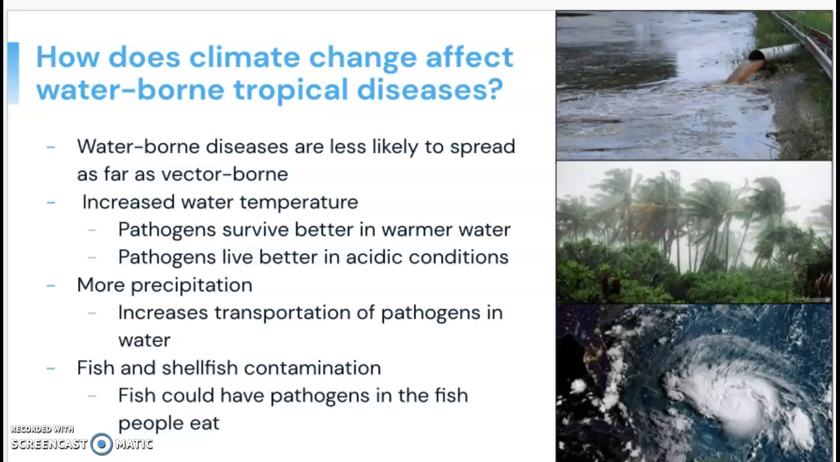Another thing that occurs with climate change is more precipitation, and this will lead to more floods and rivers, causing increased transportation of these pathogens to new places around the globe. And pathogens are also spread through fish and shellfish that are contaminated. So the more pathogens in the water, the more fish that will consume or be infected by these pathogens, and the more people that will likely consume and be infected by these contaminated fish. So climate change is just continuing to increase contaminated water around the globe, and this exposure will have a detrimental impact on people.